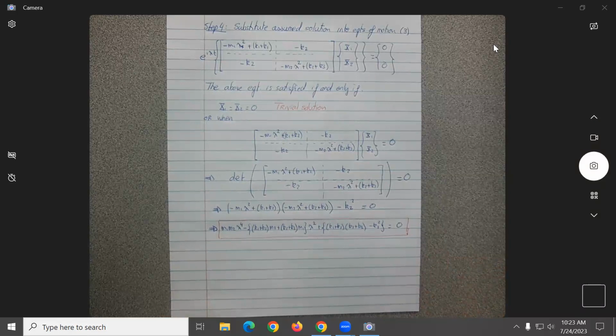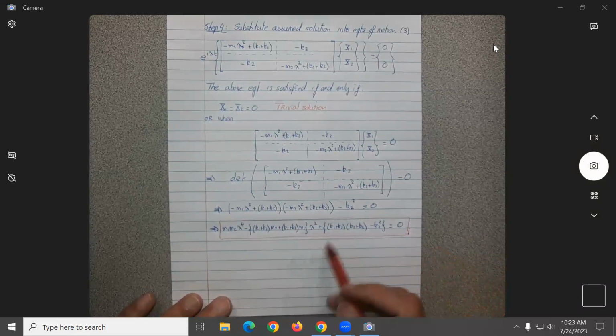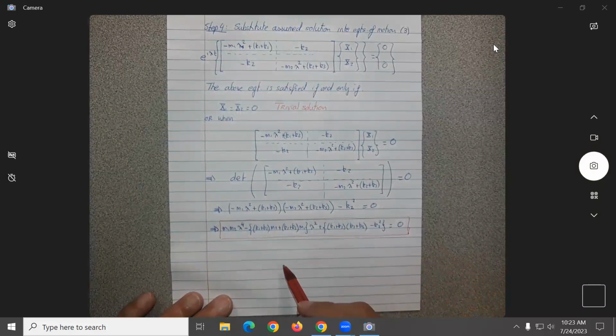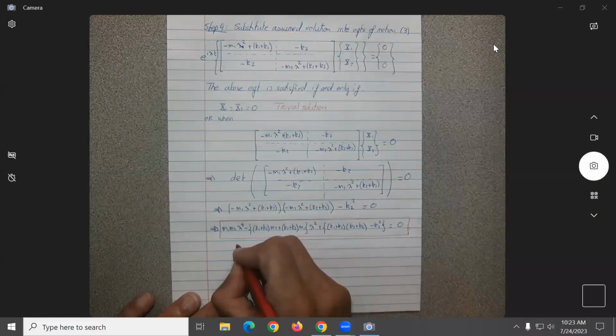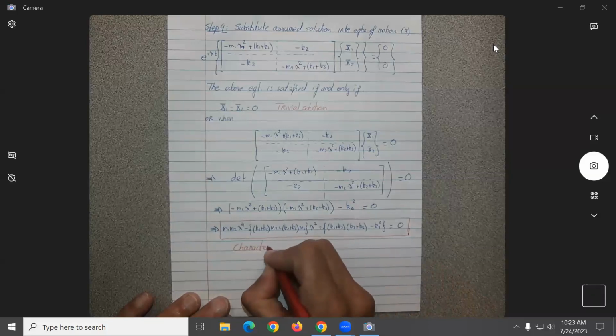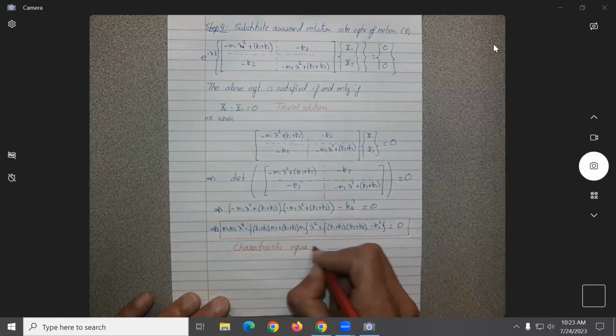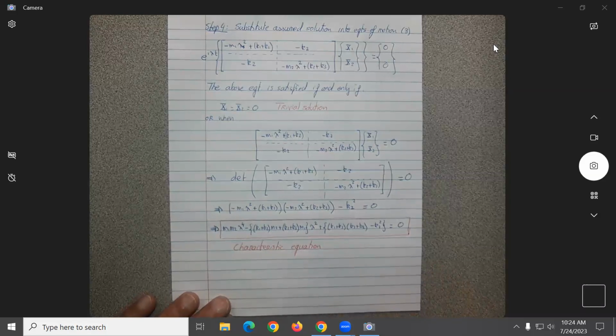Obviously, I'm skipping some algebra, no? I'm doing this now symbolically, but once you have computers, you solve this so quick, okay? So does anyone remember the name of this equation? How is this equation called in mathematics? This now is known as the characteristic equation.